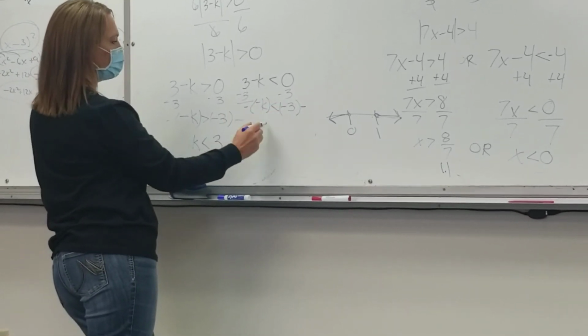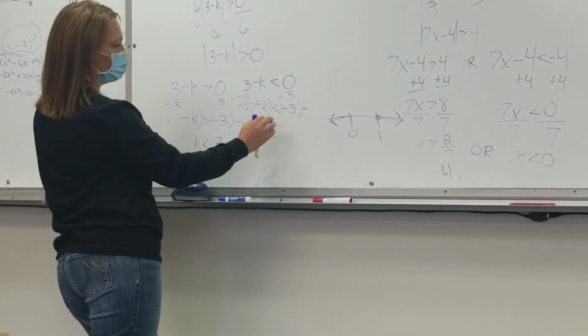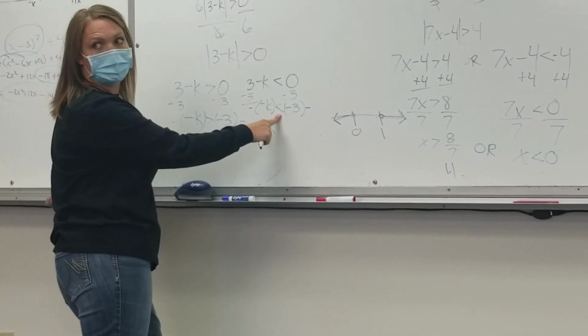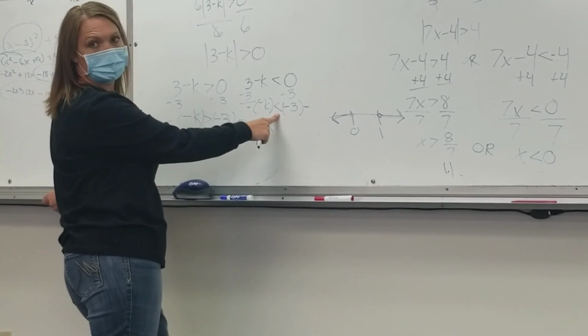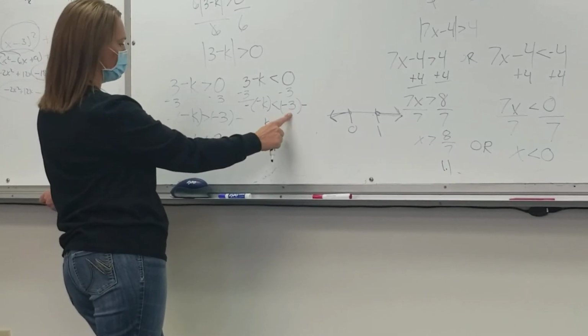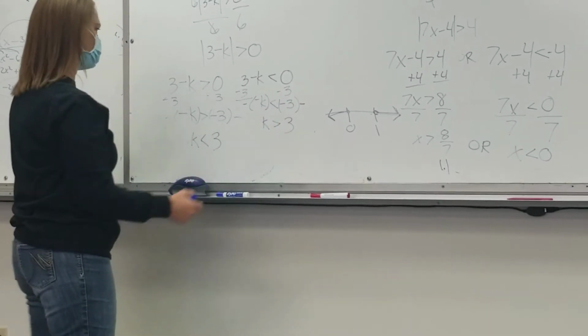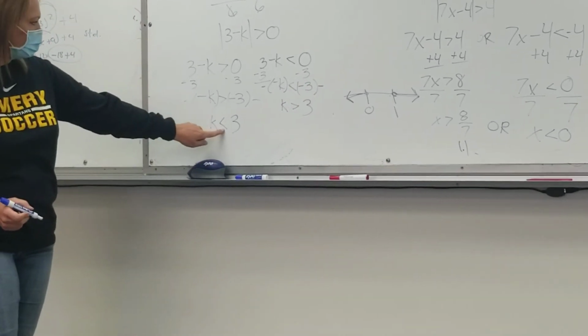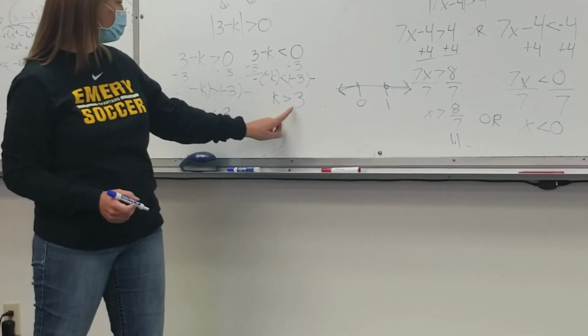Same thing over here, we have a negative, so we've got to multiply by a negative. Negative times negative k is just positive k. We multiply by a negative, so what are we going to do with the sign? Flip the sign, so k is now greater than, what's this one? Negative 3 times the negative is 3. So we have k is less than 3, and k is greater than 3.